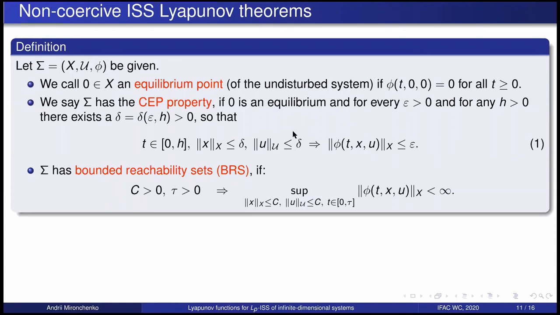Also, we say that sigma has the bounded reachability sets property if the finite time reachability sets of a control system, for trajectories which emanate from the ball with the radius c and are subject to inputs which have magnitude at most c, are all bounded. We note that this property is stronger than just forward completeness, and there are infinite dimensional forward complete systems which do not have this property.